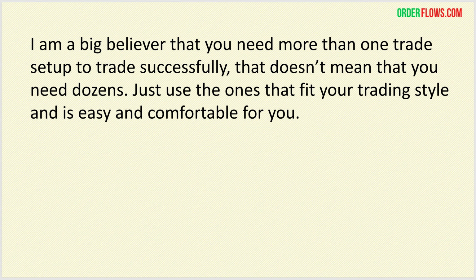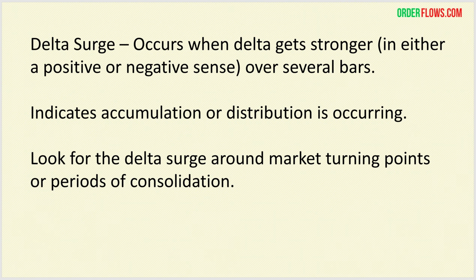So the first one I'll talk about is delta surge. Delta surge occurs when the delta gets stronger in either a positive or a negative sense over several bars, say 4 bars, and it indicates accumulation or distribution. I like to look for delta surge around market turning points or periods of consolidation.